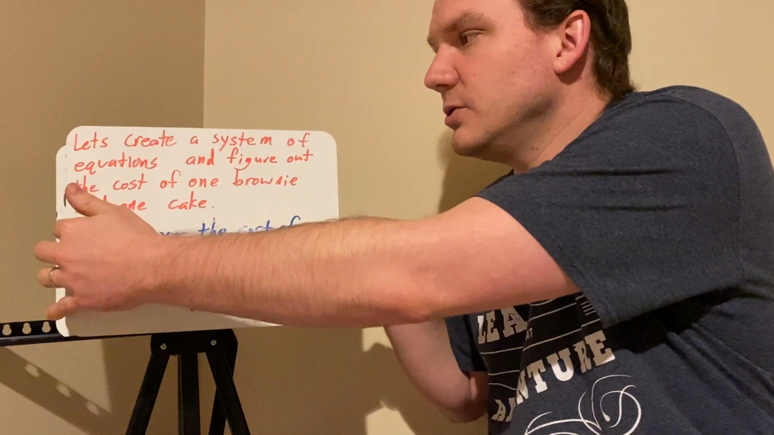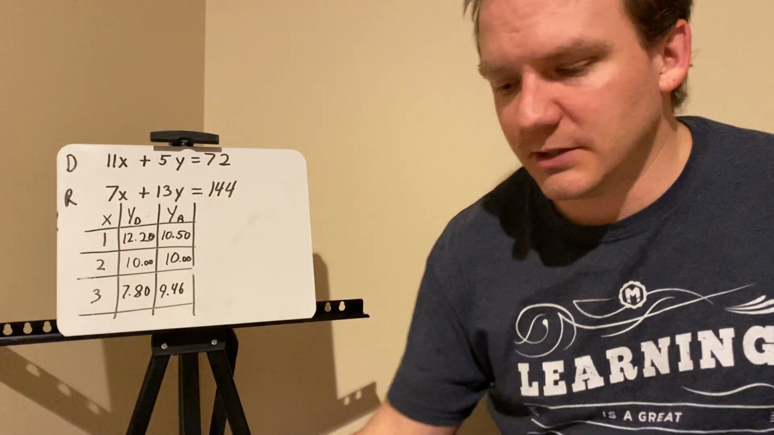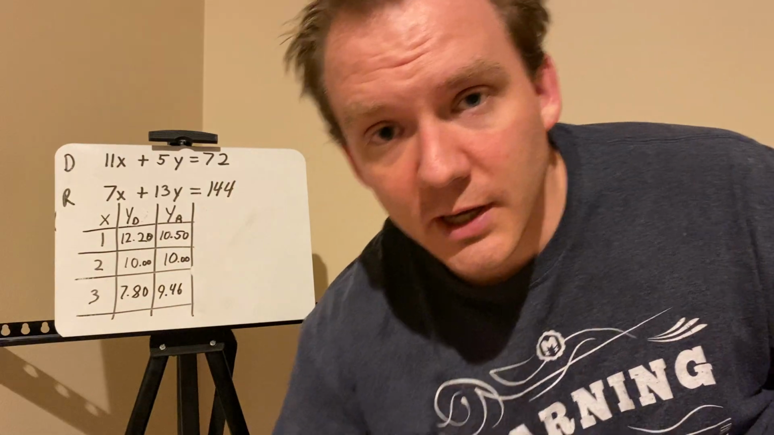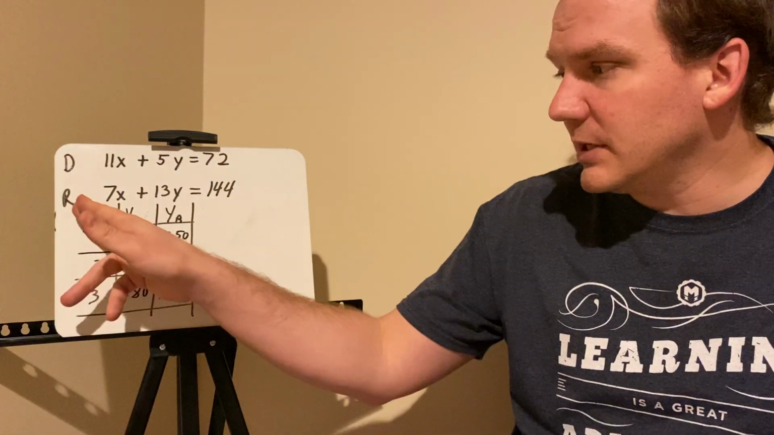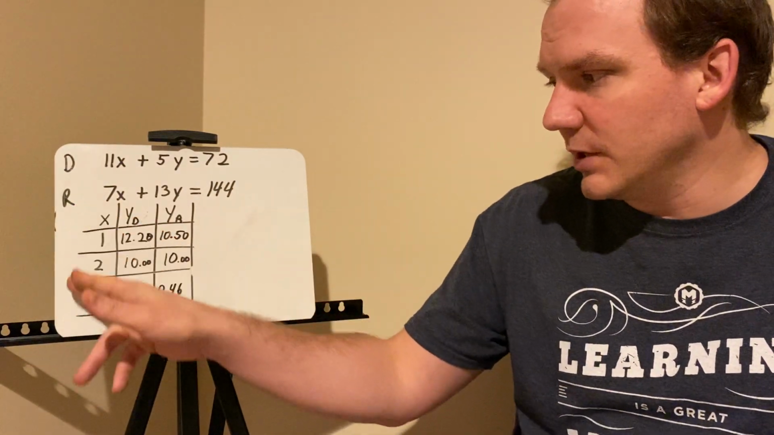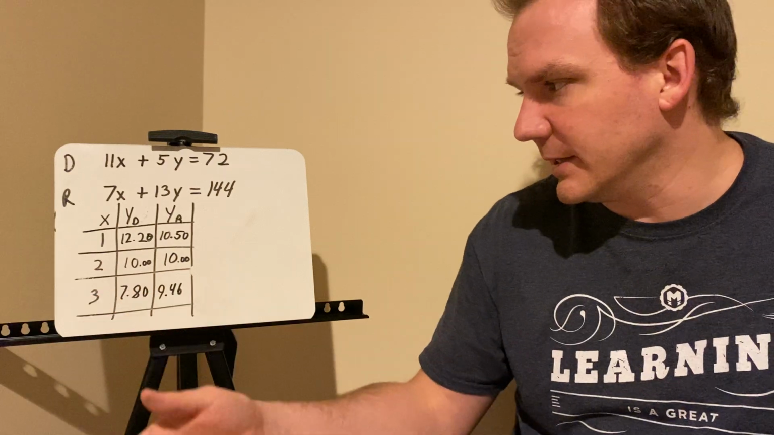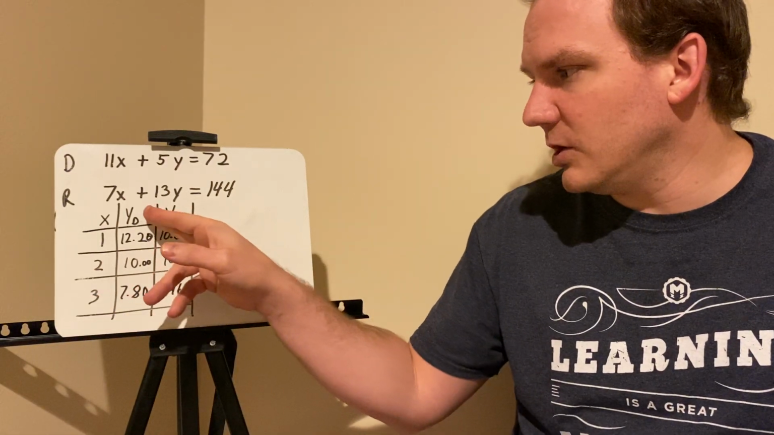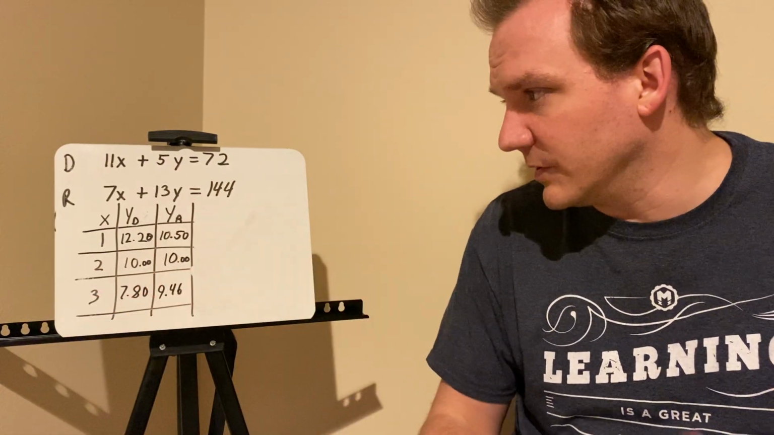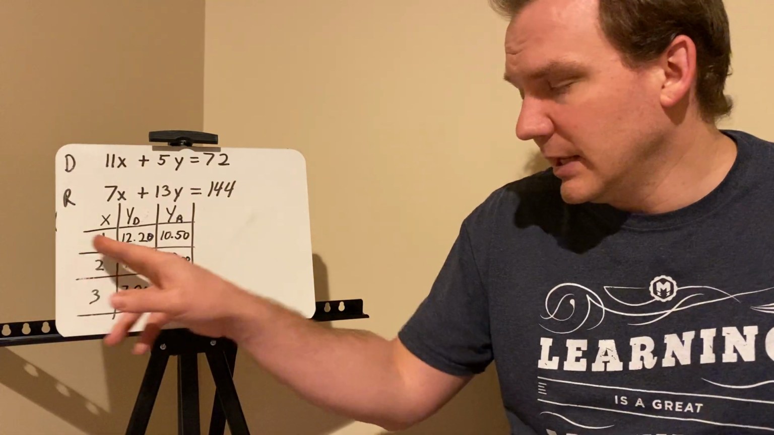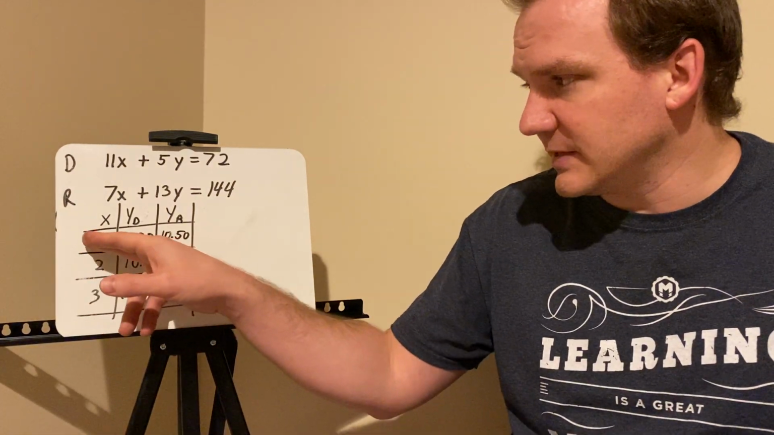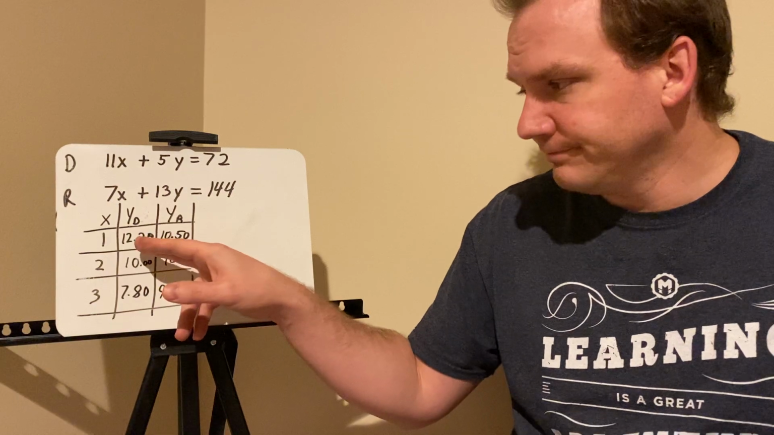So the first thing we're going to do is solve it by graphing. And to graph it, we will create a table. So I created a table and I put X values of 1, 2, and 3 here. That's all I ended up needing. And I put the Y value for Mr. Donnelly and the Y value for Mrs. Rogers. So if X is 1, that means the cost of a brownie was $1.